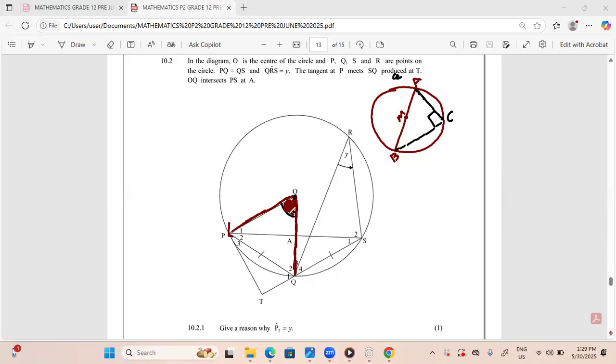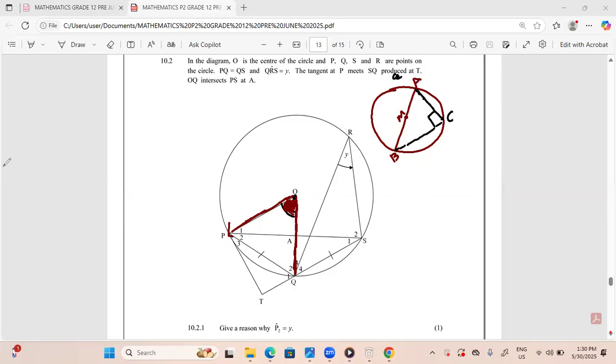We now go and look for an angle at the circumference, which is also subtended by PQ. Remember, angle at the center and angle at the circumference must be subtended by the same chord. In this case, our chord is PQ, or one can say must be subtended by the same arc. So let us look for the angle at the circumference which is also subtended by PQ, because this angle at the center is subtended by PQ. So that angle is actually S1.